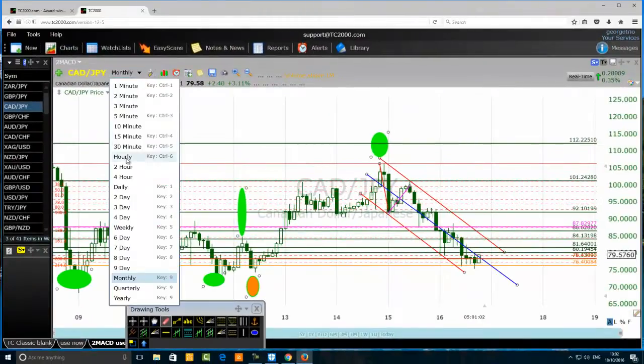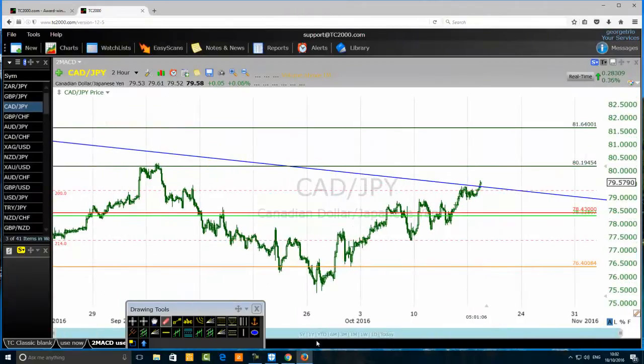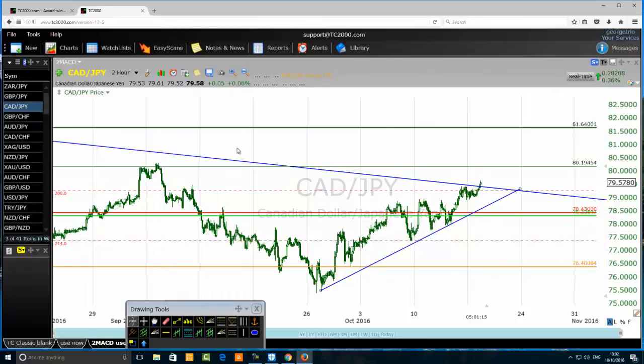So if you go, for instance, to the 2-hour time frame, which is a very good time frame for day trading, what is the price doing here? You can see that as the price was rallying up, now you see it's on the edge of the median line on the monthly chart. This is the blue trendline here, this one here. The median line of that red channel on the monthly chart.